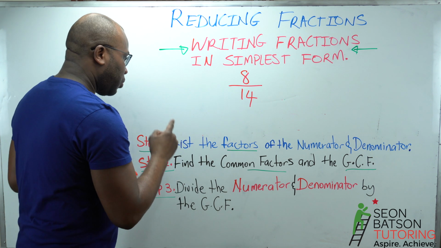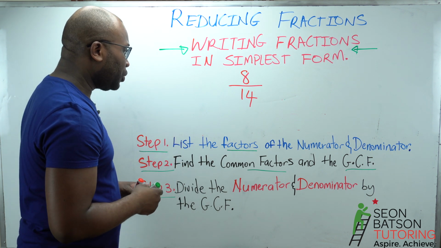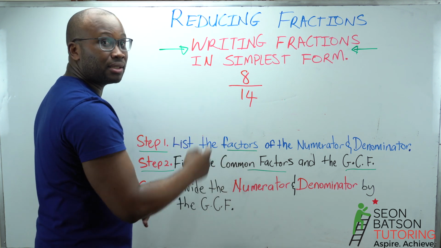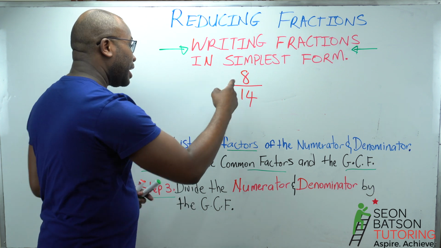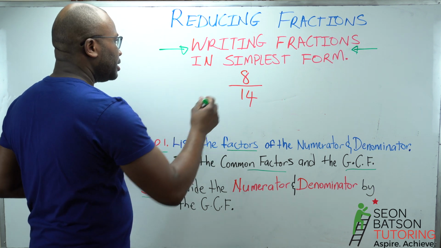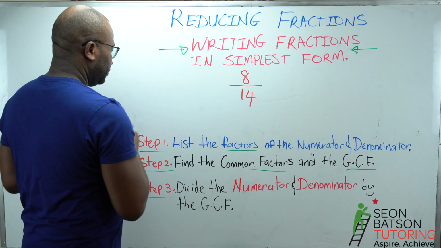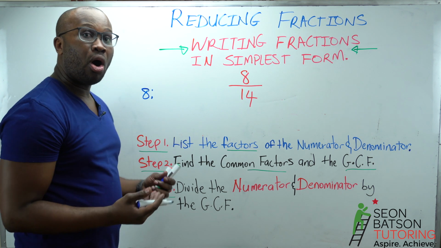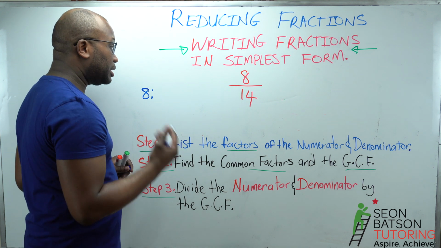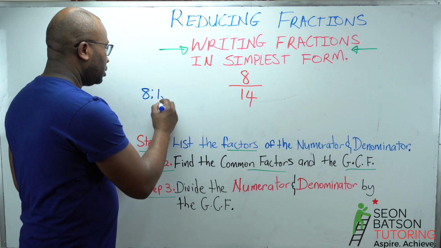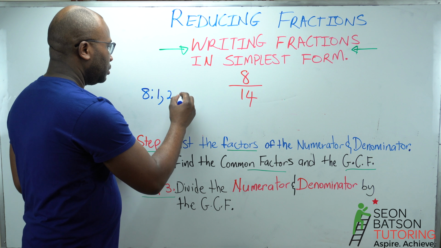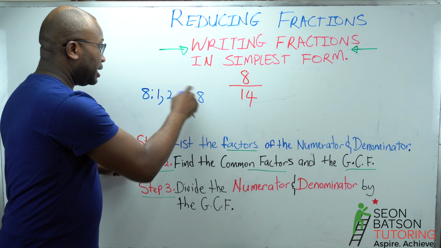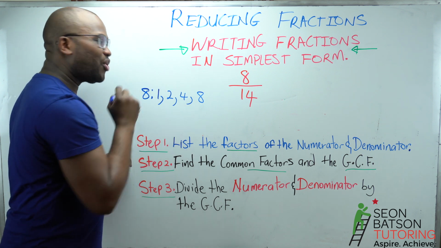Now, step 1, we will do what? We will list the factors of 8 and 14. We will list the factors of the numerator and the denominator. So we'll first list the factors of 8. And again, the factors of 8 will be all the numbers that we can multiply to get 8. 1, 2, 4, and 8. 1 times 8 is 8. 2 times 4 is 8.